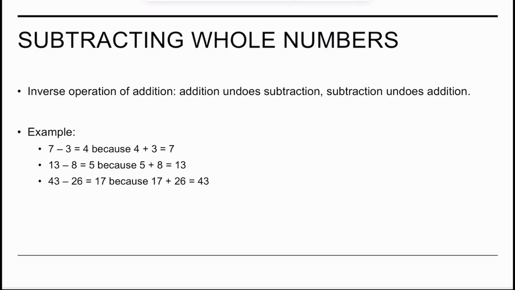So subtracting whole numbers. Really important to understand this concept. So just like addition, subtraction is actually an inverse operation of addition. Effectively, what this means is that if you want to subtract something and then you find the difference, you can then recreate that initial value based on using addition. And so addition undoes subtraction and subtraction undoes addition. In the examples here, you can see that 7 minus 3 equals 4, and therefore I can say that 4 plus 3 equals 7. So you can see how that undoes it.